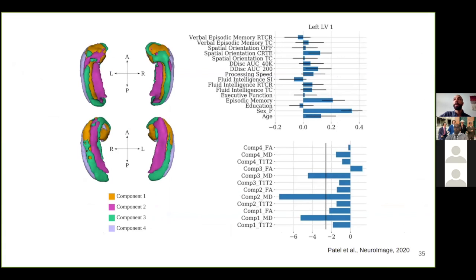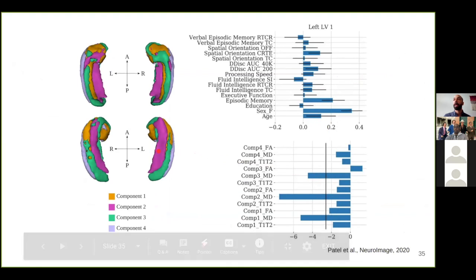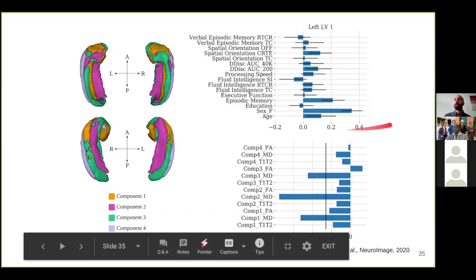So that's shown here alongside those four components. So if we look at the behavior plot here, we see increased age, female gender, and episodic memory. And then on the brain side, we see decreased MD in component 1, 2, and 3, which you can map back here. So that's almost decreased MD throughout most of the hippocampus. So how to interpret this would be sort of a phenotype of older females who perform better on episodic memory tests, showing decreased mean diffusivity throughout most of the hippocampus.